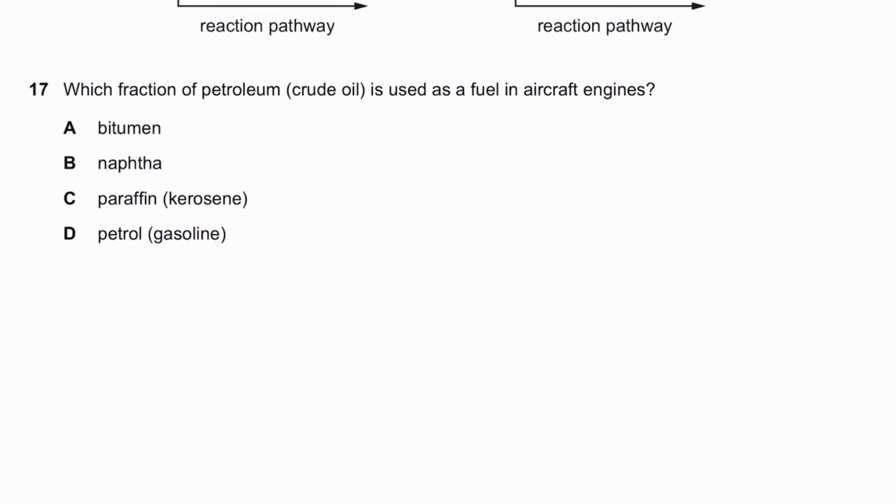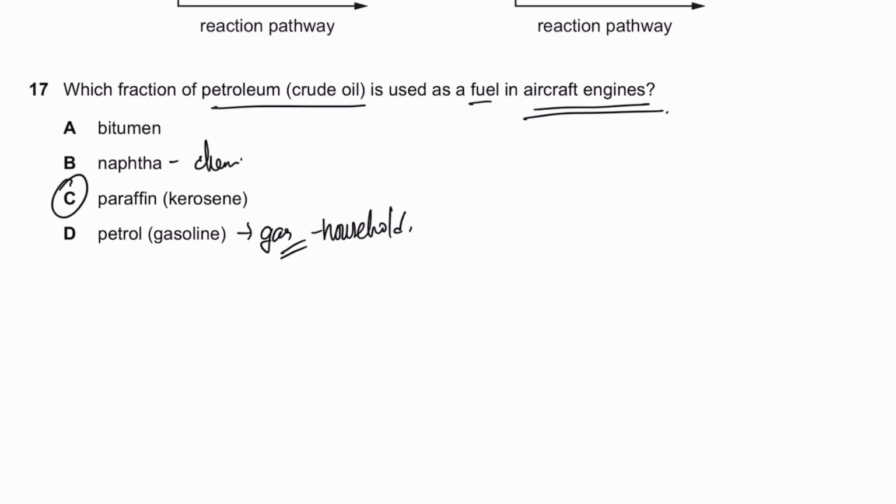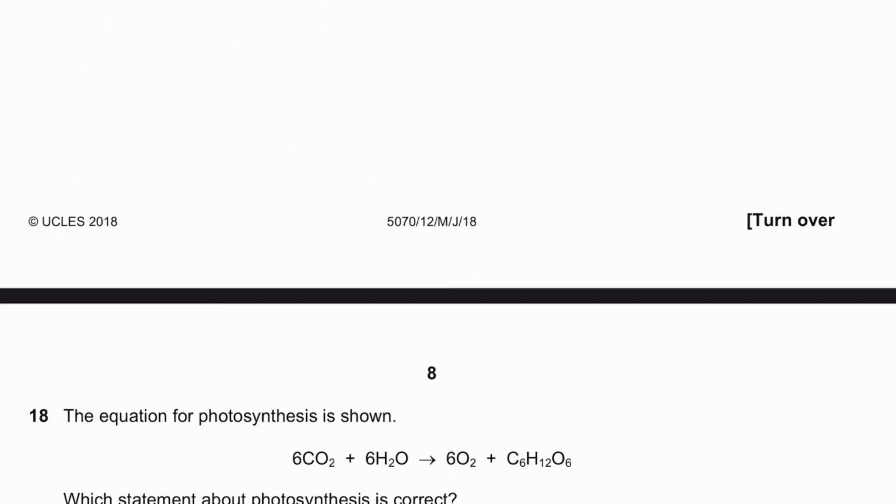Which fraction of petroleum crude oil is used as fuel in aircraft engines? From theory, we learned this is kerosene. Gasoline is normal gas that's used in household. Naphtha is for chemical stock, and bitumen is for roads.